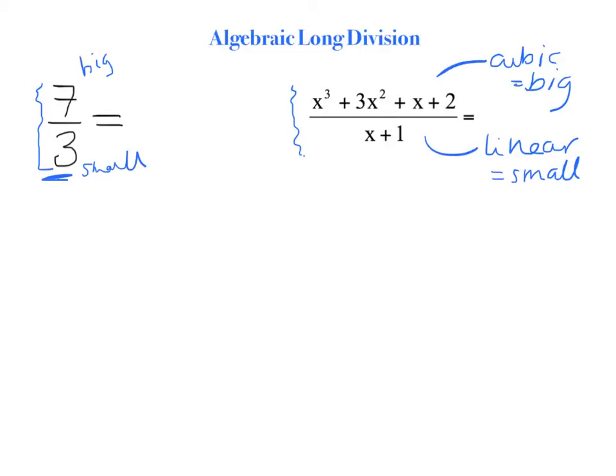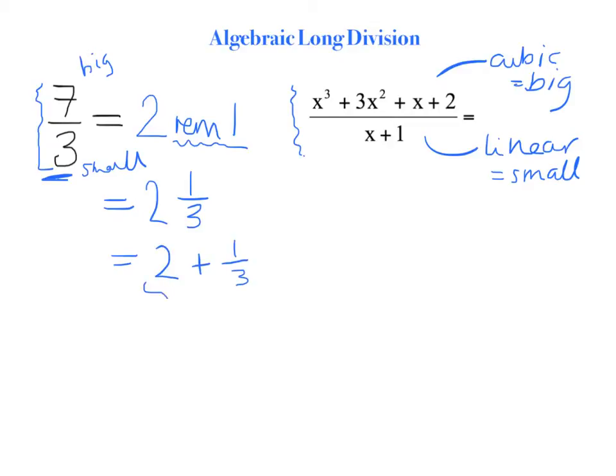So how many times does 3 go into 7? Well, it goes in twice, because 2 times 3 is 6, and then there's a remainder 1. Now, how we write this is, this remainder 1 means that we've got a third left over, so we'd write that as 2 and a third. Or we could think of that as 2 plus a third, and this bit is what we'd call the quotient, the bit that goes exactly in.